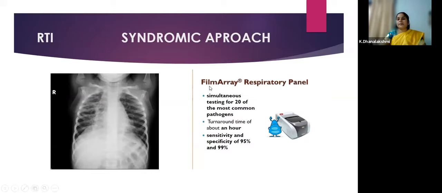Here comes the help of the FilmArray respiratory panel. This is an automated PCR. Here we just have to load the sample, and we'll get the results within 1 hour. It allows simultaneous testing of 20 or more common pathogens. Turnaround time is only 1 hour, and it has an excellent sensitivity and specificity of 95 and 99%. But the main problem here is that any respiratory viruses, including mycoplasma, stay in the throat for quite a long time. So always correlate the clinical condition with the results.